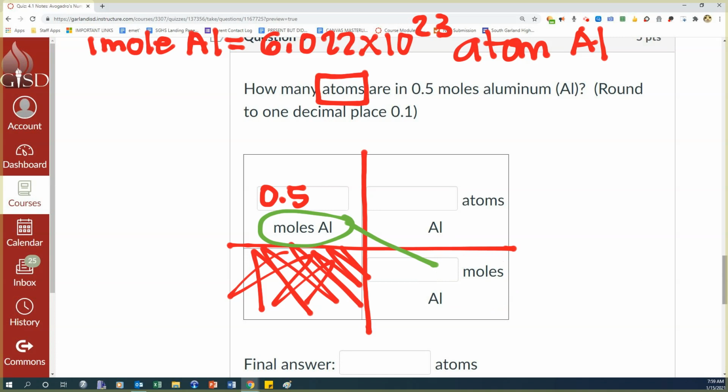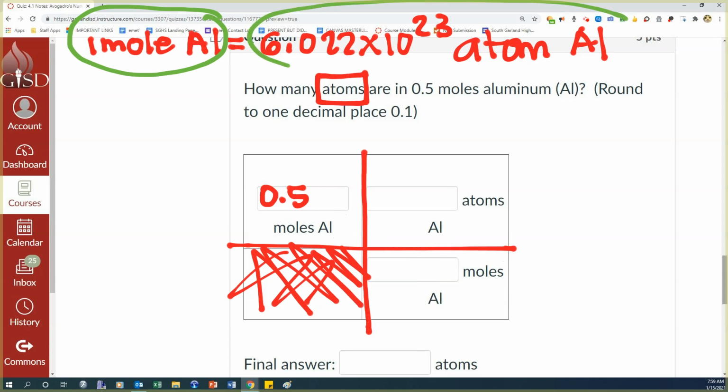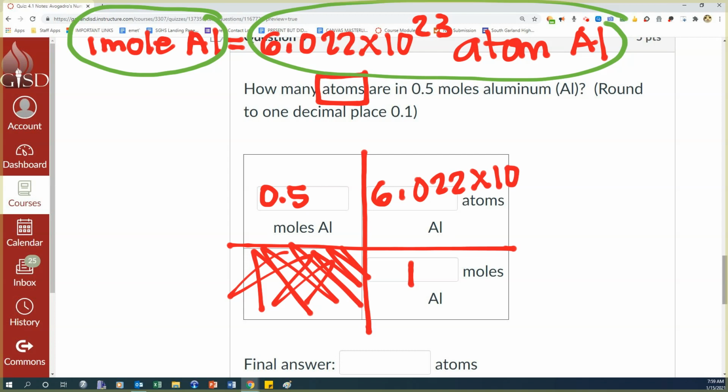So where do you get that? Again, look at your conversion factor. Which one has mole Al? There's only two of them. So if you look closely, you should see that one side is 1 mole Al. And what's on the other side? It's the 6.022 times 10. But since you can't write down a superscript, you have to do a hat sign like this, 23.